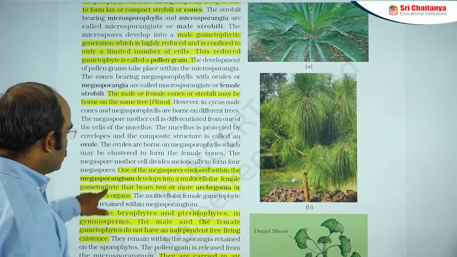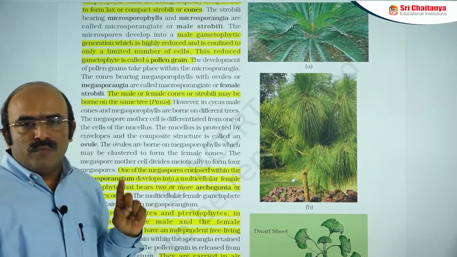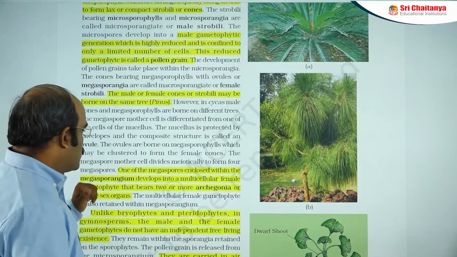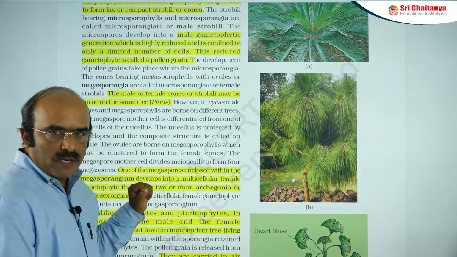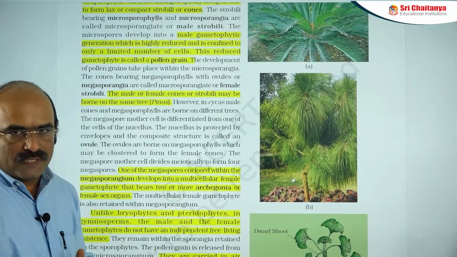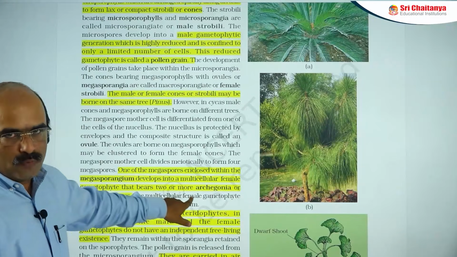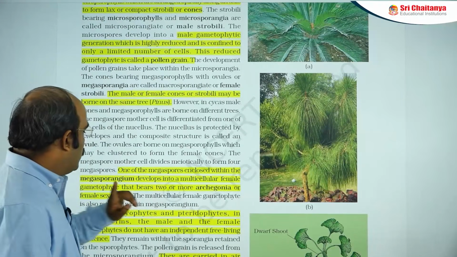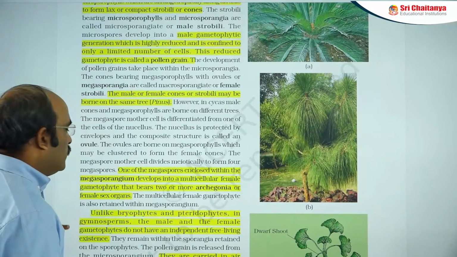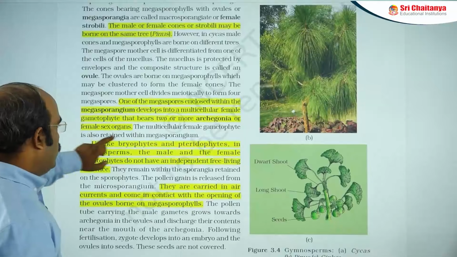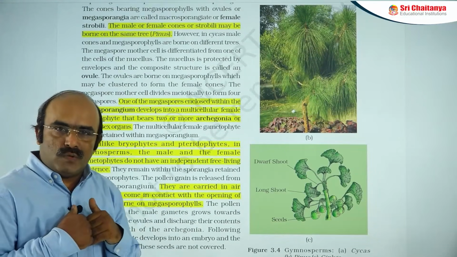So, megasporangium, this is nothing but the ovule. Ovule for the first time is developed in gymnosperms, integumented megasporangium. The megasporangium will have megaspores which are developed by the differentiation of cells of nucellus, and it will develop into multicellular female gametophyte that bears two or more archegonia or female sex organ. This archegonia will have the egg cell. Now, the multicellular female gametophyte is retained in the megasporangium, but the pollen grain is released.